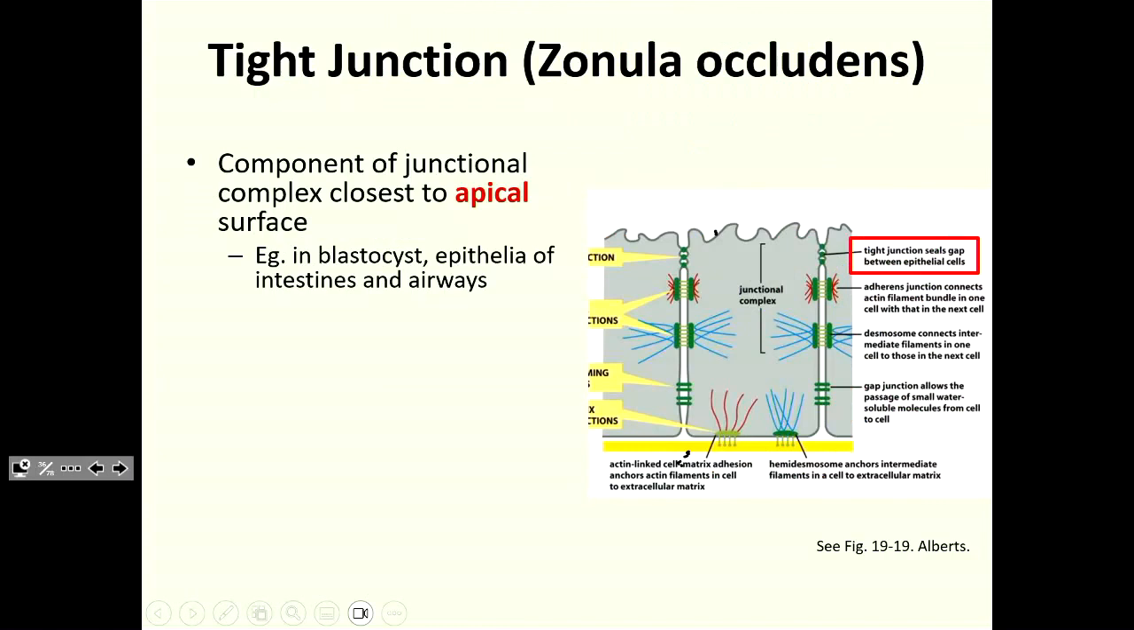If you look in the picture, the tight junctions are always closest to the apical surface. Beneath them are the adherens junctions. Beneath those are the desmosomes. This is not a random order, and no, you cannot interchange them. That is the order. That is why they say tight junctions help maintain polarity.